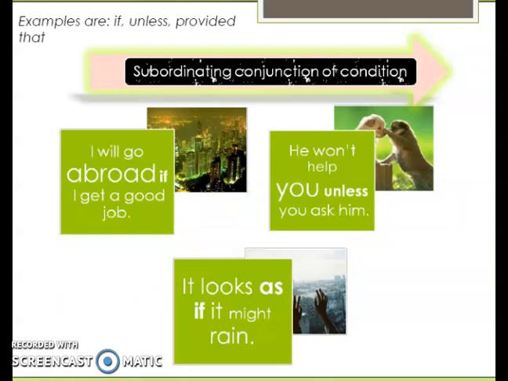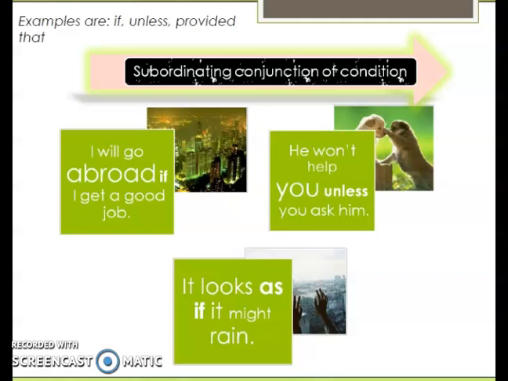Next we have subordinating conjunctions of condition. I will go abroad if I get a good job. He won't help you unless you ask him. These are the words that introduce a condition, that one action depends on the other action. It looks as if it might rain. These are the examples of subordinating conjunctions of condition.